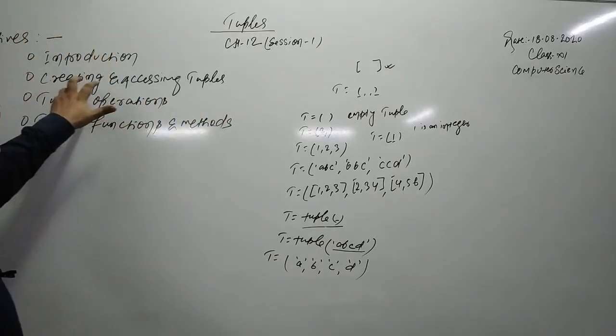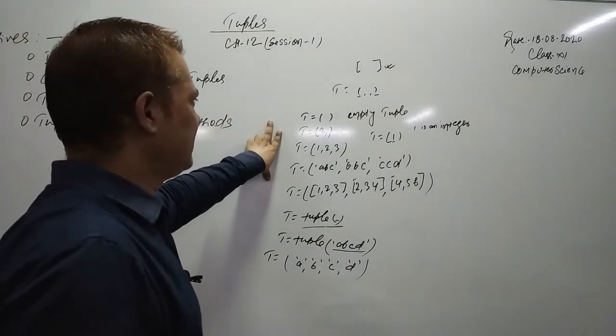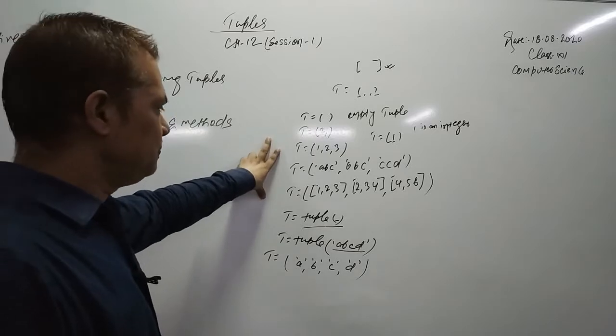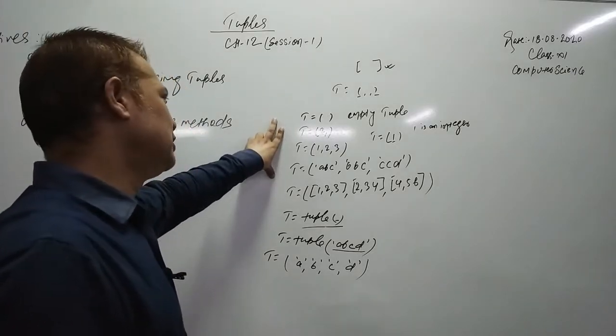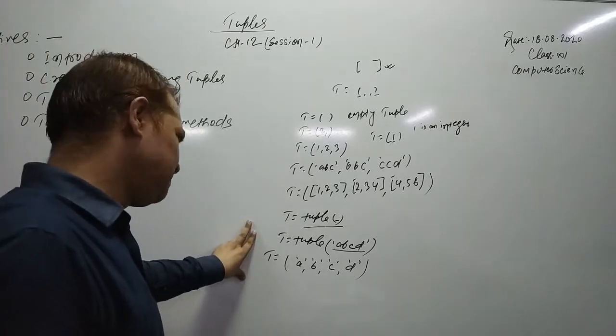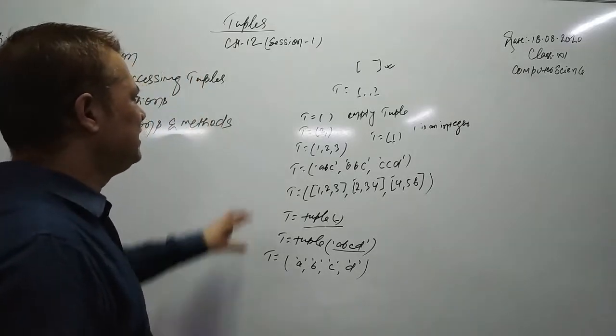That's the second point, creating a tuple. I hope creating a tuple must be very clear. So it's up to you what way you want to create a tuple. You can accept the elements from the users, and you can also initialize the tuple. That is also possible, and we'll also see that.